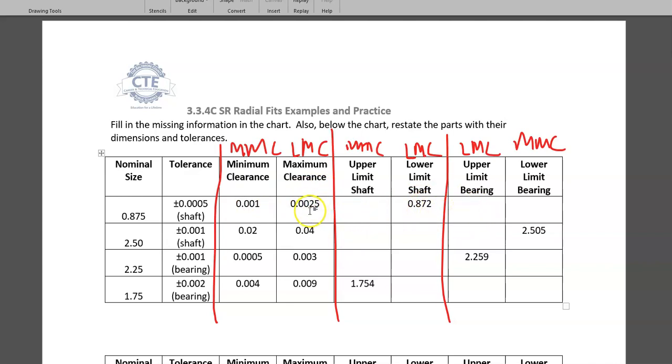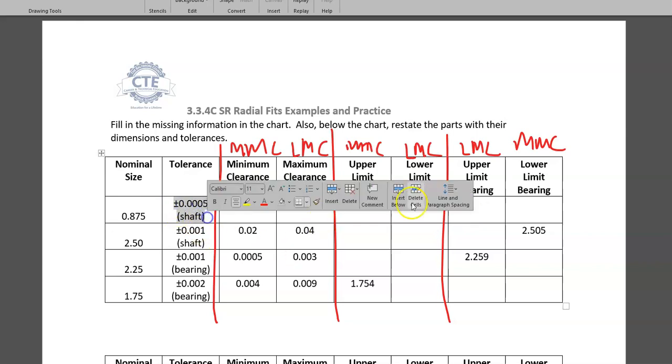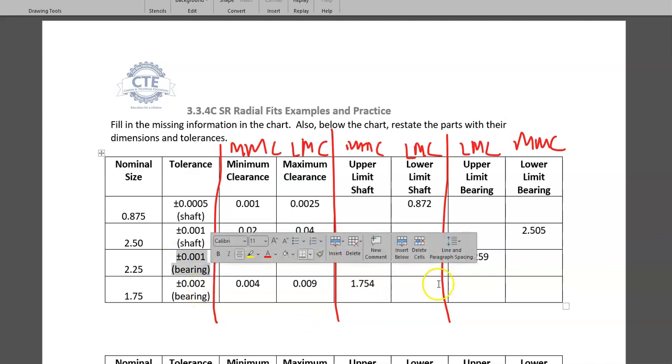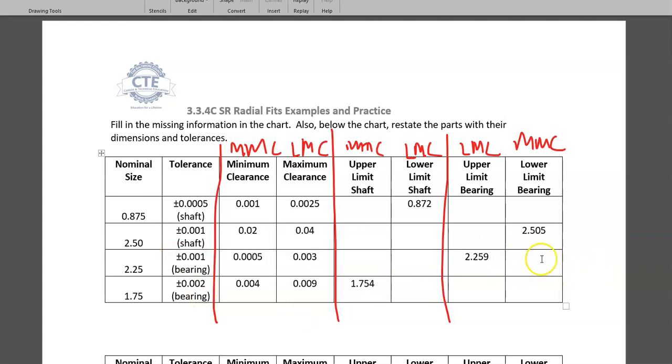Okay, so what I would do is take this number, add it to this number to get that number. Once I have that filled in, I can use my tolerance for my shaft to fill in this other value here, and then finally fill in this. Now, what I want to make sure that you're careful of is that if I go down to this third row, I have the tolerance for the bearing. So that means that I will have to fill in this one second or third.